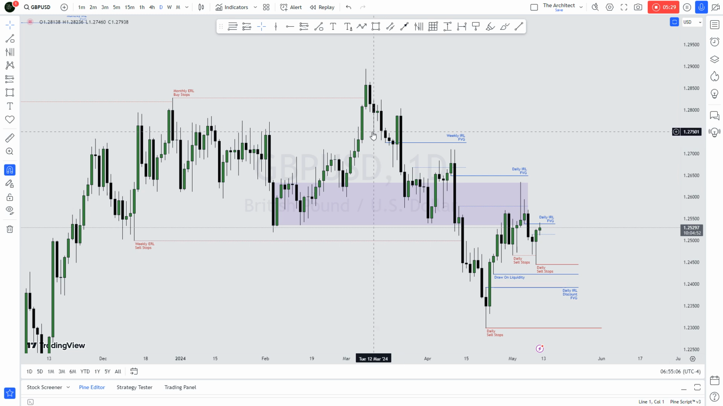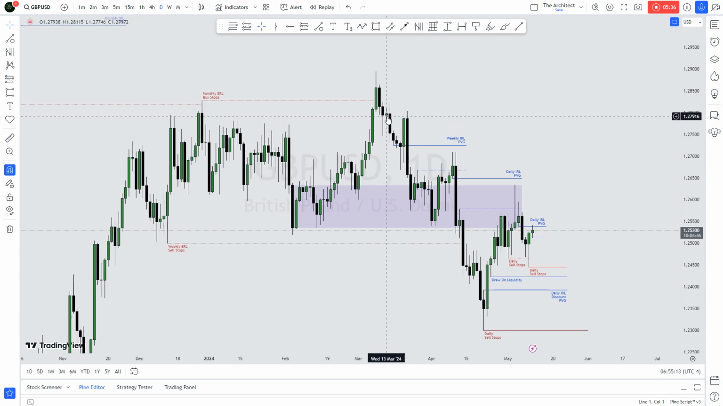We got a market structure shift over here. And then what you start to see is we start to respect premium price areas such as that bearish order block over there, and continue towards the downside. We find a bit of support here. We pull back into this weekly fair value gap. That's when we started to see heavy movements towards the downside.